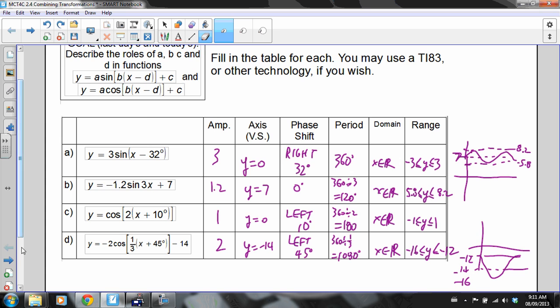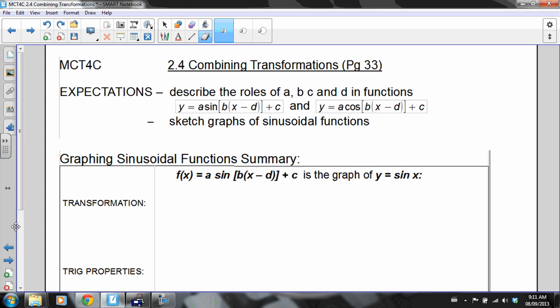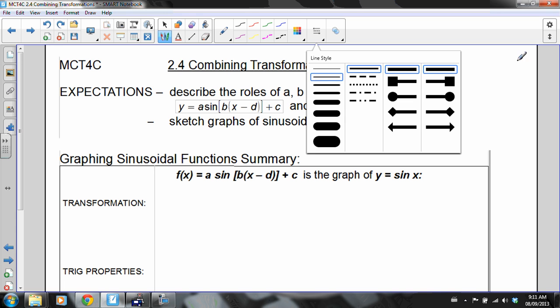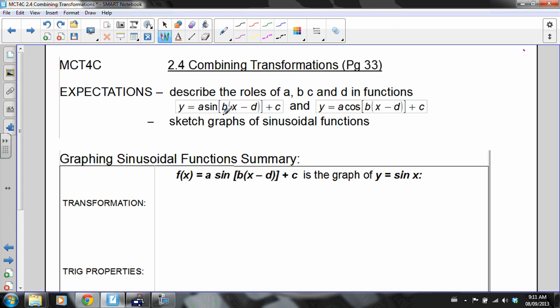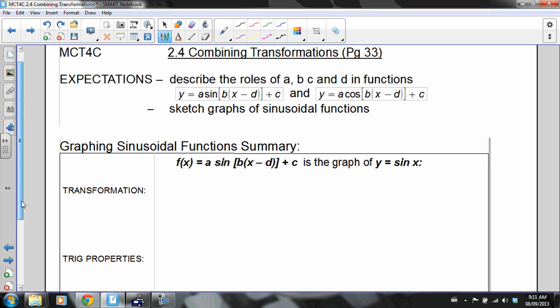All right, on to the lesson. I'm hoping today's lesson should go fairly quick, because it is just the combination of the last 2 days' unit stuff, but I'm going to try and go reasonably quickly through all this business, combining transformations. And we see there's two expectations to describe the roles of each of these things, and we did them separately the last couple of days, and then we want to be able to sketch graphs. So there's two things going on.